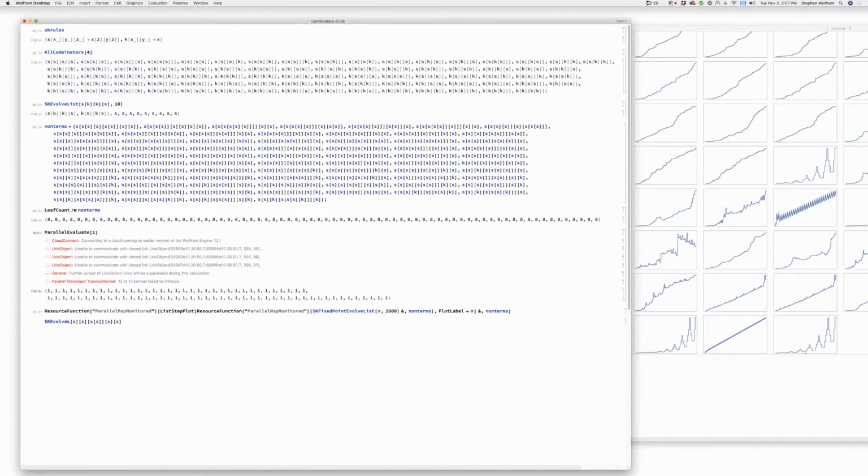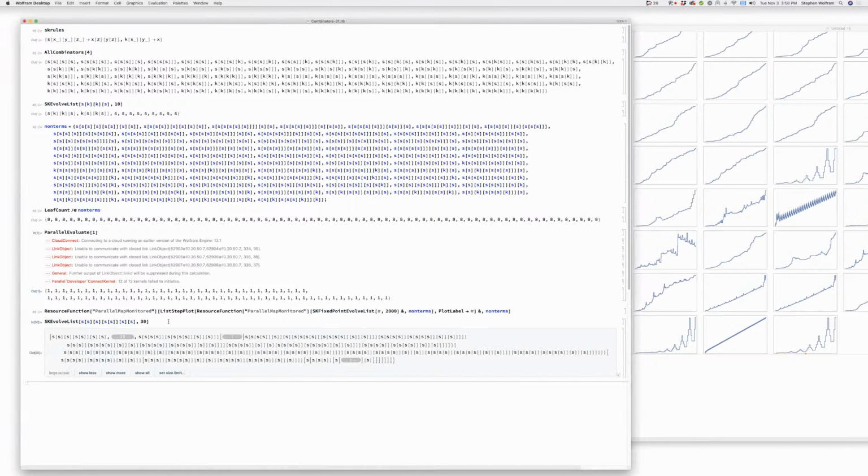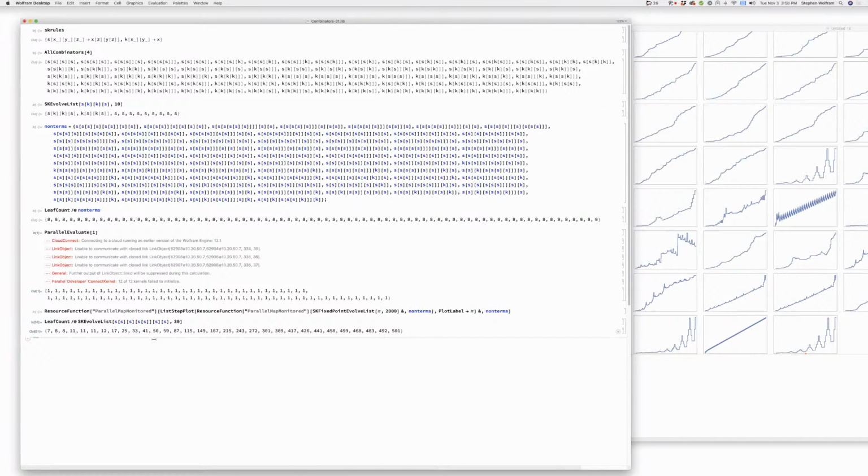So if I say SKvolve list of this, and I say run for 30 steps, for example. Oops, I need to run something else here. Okay, it's going to make these very complicated expressions, and I can say, show me the leaf count for these, and you'll see that it grows like that. If I say ListLogPlot of that, joined as true, it'll give me, okay, so that's interesting.